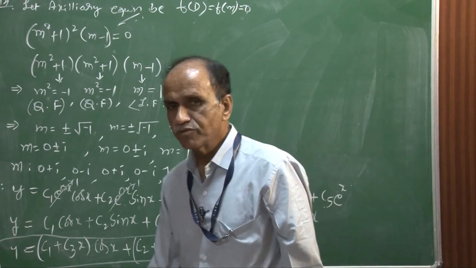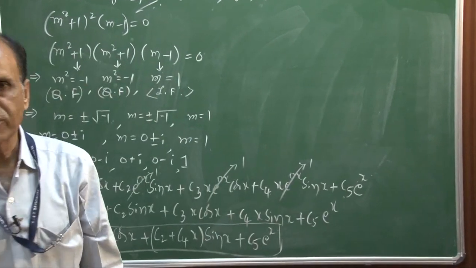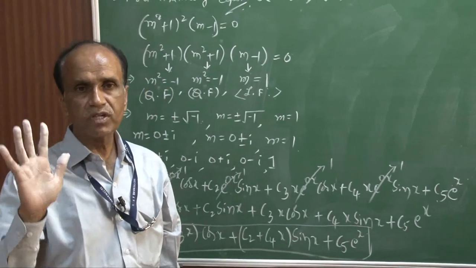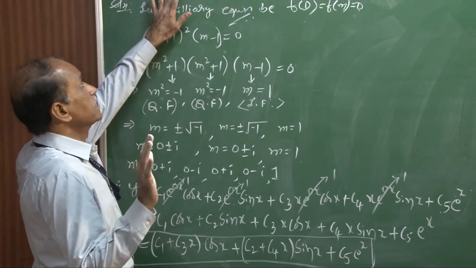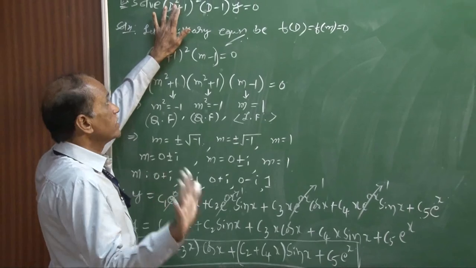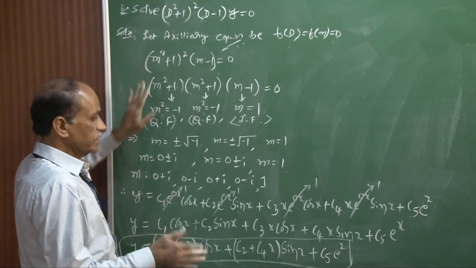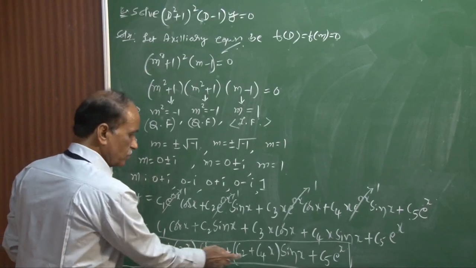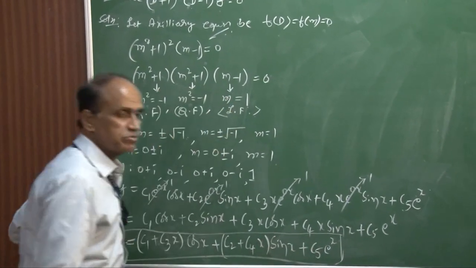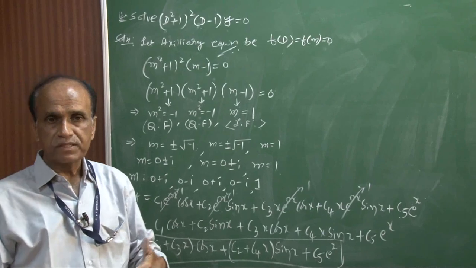In this standard form we have a total of 5 constants, because the highest order derivative is 5 and the highest degree of the auxiliary equation is 5. Therefore 1, 2, 3, 4, 5 constants must be present in the final solution.